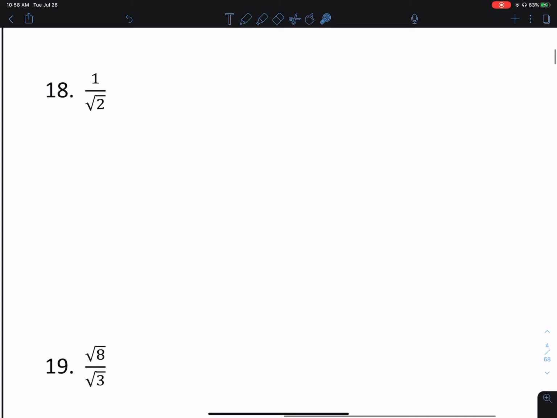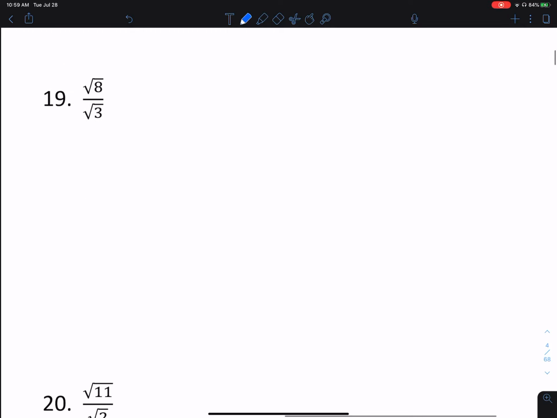Number 18, we have a radical in the denominator. So to fix it, we're going to multiply by 1 in the form of square root of 2 over square root of 2. It's going to give us square root of 2 over square root of 4, and the square root of 4 is 2. It's finished.